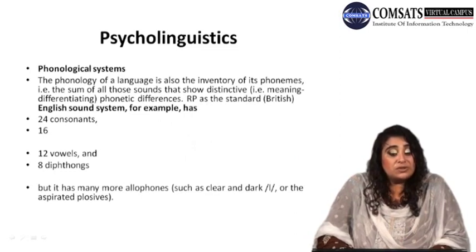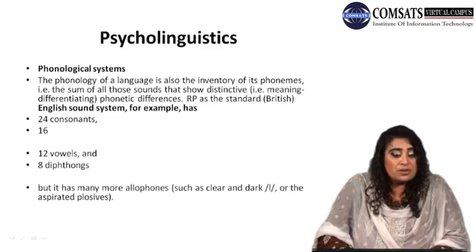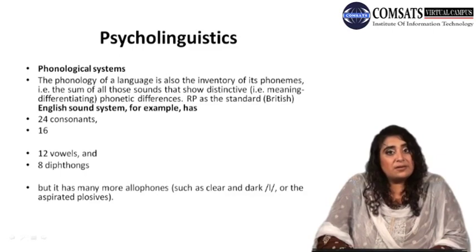Now, phonological systems. The phonology of a language is also the inventory of its phonemes, for example, the sum of those sounds that show distinctive, meaning differentiating phonetic differences. RP, as the standard British English sound system, for example, has 24 consonants, 12 vowels, and 8 diphthongs. But it has many more allophones, such as clear and dark L, or the aspirated plosives.